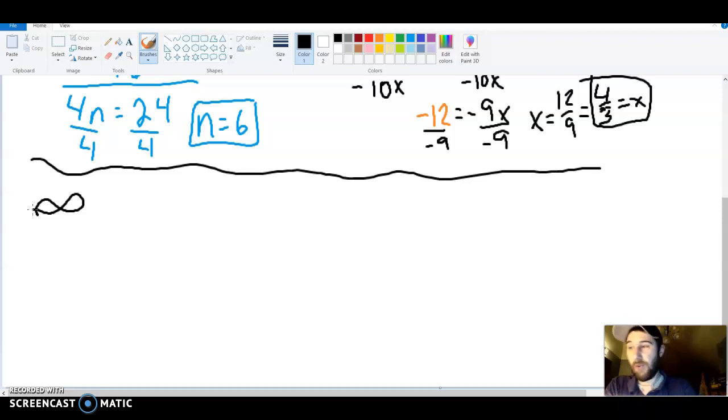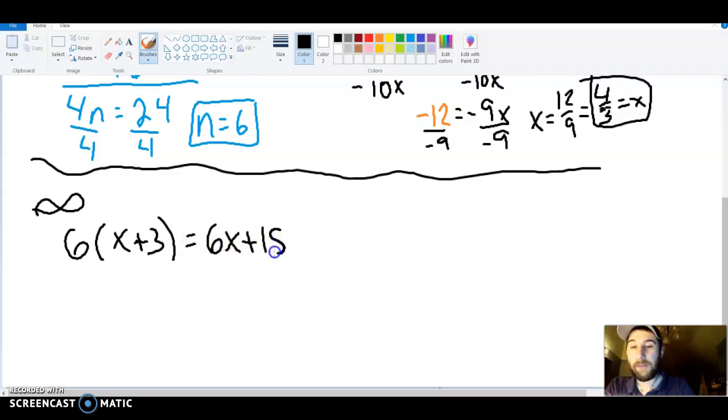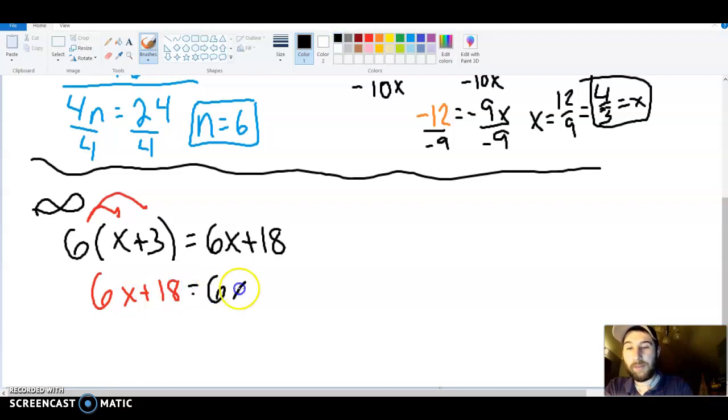So just as an example, we have 6 times x plus 3 equal to 6x plus 18. Well, just doing our one step of distribution here, we have 6 times x and 6 times 3, so we have 6x plus 18 equal to 6x plus 18. And as you can already tell, they're exactly the same on both sides. These are the same line.